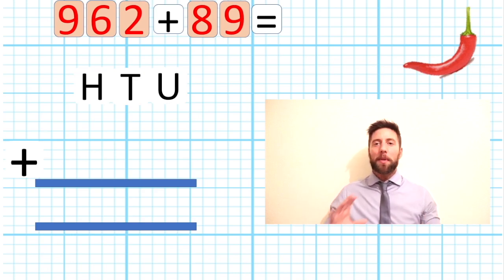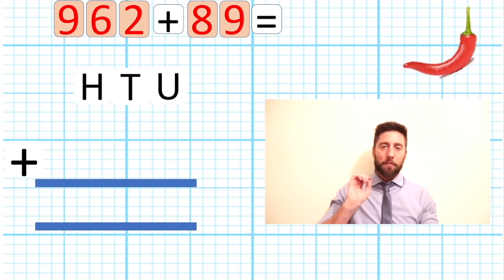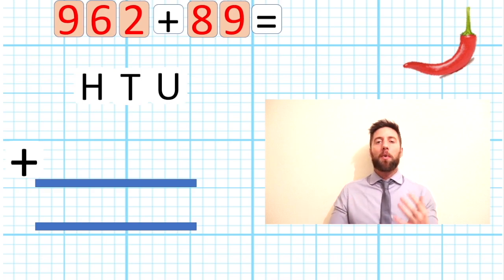Now I cannot tell you how many times I have seen this mistake where children or adults even put these in the wrong column. So we need to understand place value again. You are going to get sick of me saying place value, but it is very, very important. So we need to understand what the value of these numbers are and where to put them.